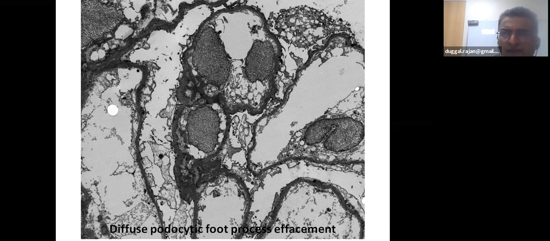So what I want to highlight is electron microscopy is not going to differentiate FSGS from minimal change disease, because both the disease pathologies will show diffuse podocytic foot process effacement. There are a few articles which state that there is a podocytic detachment in FSGS, which you don't get to see in minimal change disease. But that is very difficult to interpret.